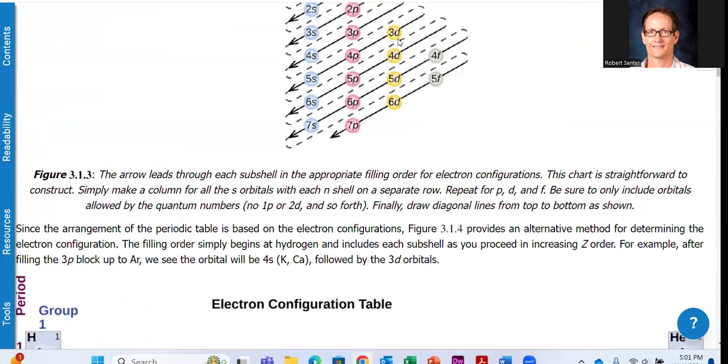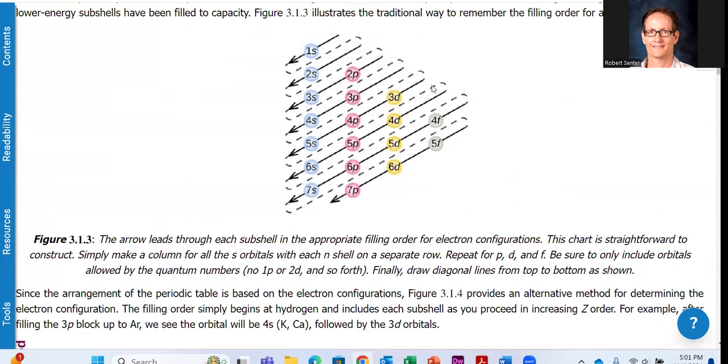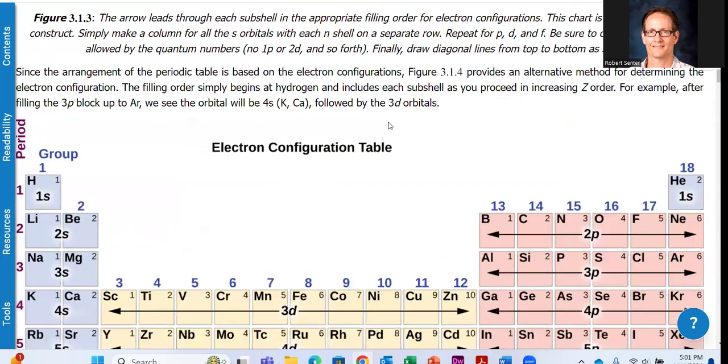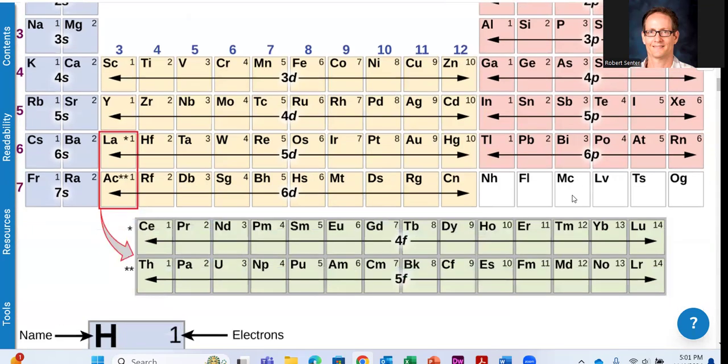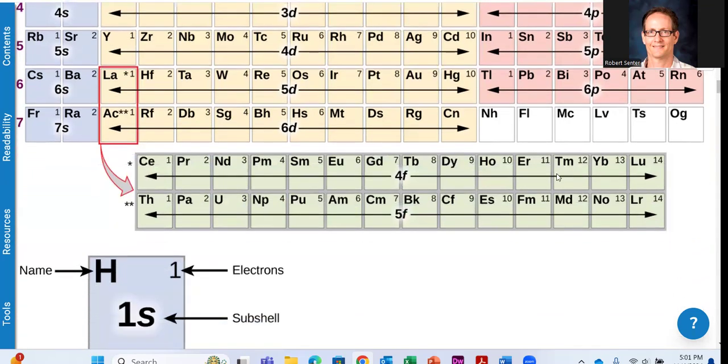So this zigzag is only created to deal with that 3D. Why that 4S and stuff in 3D? So each time, when n equals 1, we just have S. When n equals 2, we have S and P. When n equals 3, we have S, P, and D that's created, but it's not filled here. It's filled here. That's why this is 3D, where this is 4S and 4P. So that's how I like to kind of teach it.